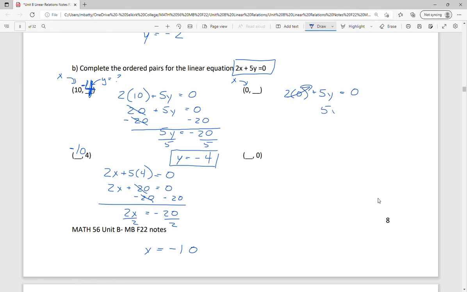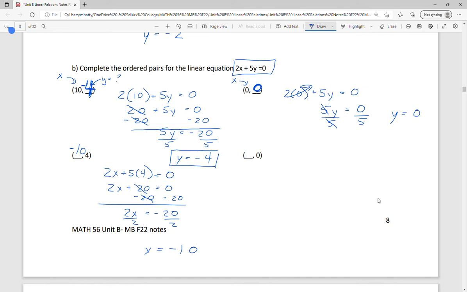That's 0. Now I'd have 5y equaling 0. Divide by 5, divide by 5. This is not undefined, it is 0. Do that in your calculator if you need to, but y equals 0. So 0, 0 is a point on the coordinate plane. It is the origin. It's where the two number lines intersect.